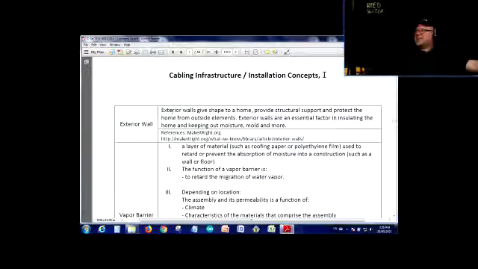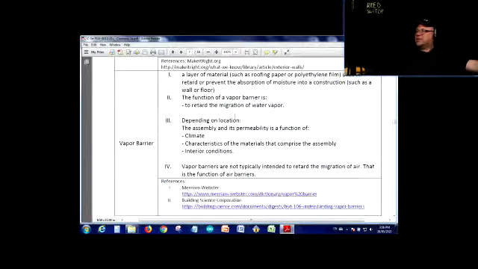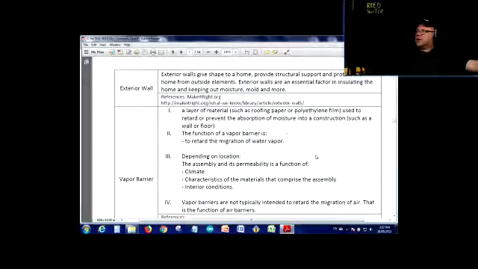Now, here are some concepts again: the exterior wall and the vapor barrier and their functions. Exterior walls give the home a shape, provide the structural support and protect the home from outside elements. Exterior walls are an essential factor in insulating the home and keeping out the moisture, mold, and more. And here are some references you can go on once you download this.